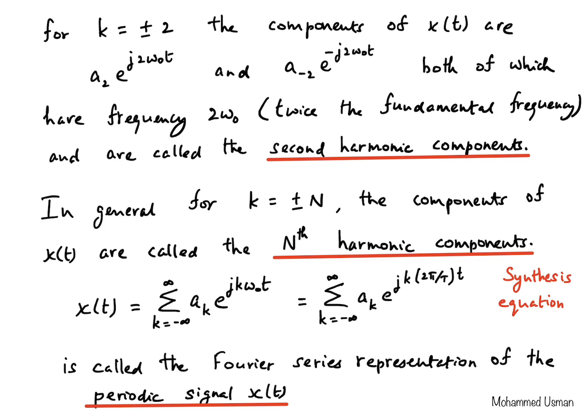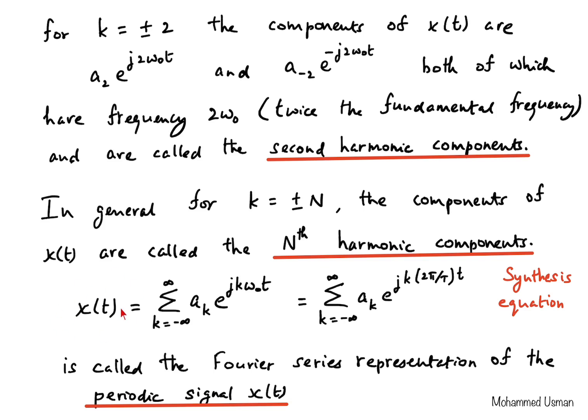So far, we have represented our signal x of t as a linear combination of harmonically related complex exponentials. That means it's a1 e power j omega naught t plus a2 e power j2 omega naught t plus a3 e power j3 omega naught t plus more terms to the right, and on the left we'll have a0 e power 0 plus a minus 1 e power minus j omega naught t, and so on and so forth on the left side, right?